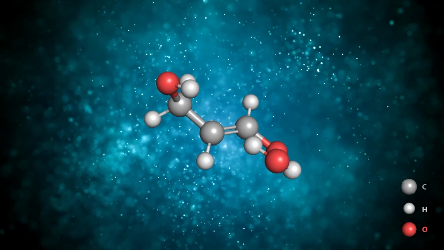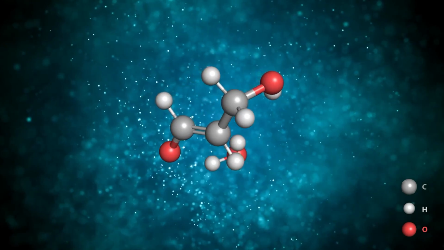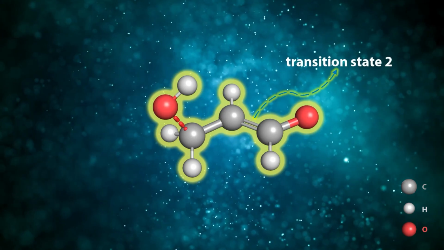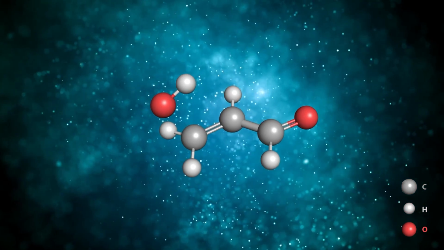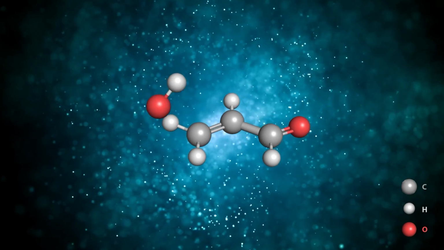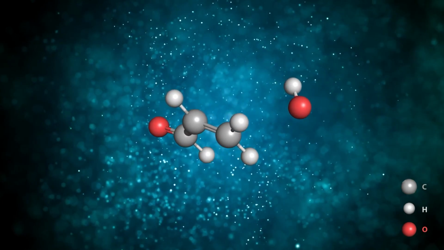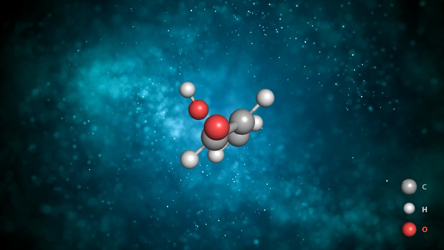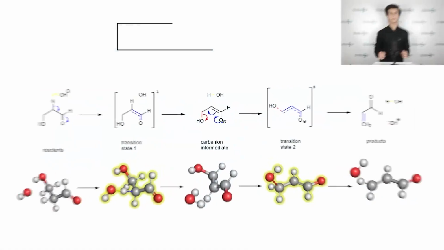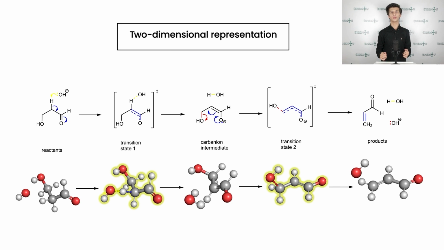The second step of the E1CB mechanism is heterolytic cleavage of the C-OH bond, which proceeds via the second transition state and leads to the formation of neutral stable acrolein and hydroxide anion. The structures of products can be better seen now, where the water molecule formed in the first step is omitted for clarity. The two-dimensional representation of the reaction mechanism is depicted on the slide.